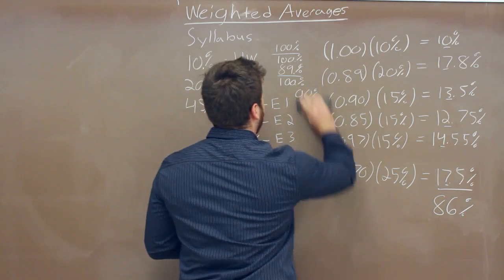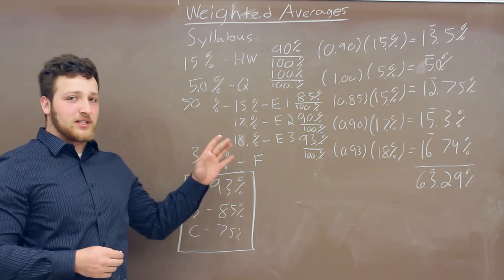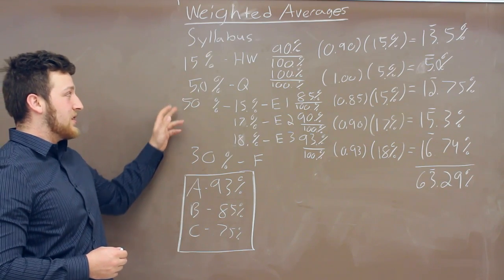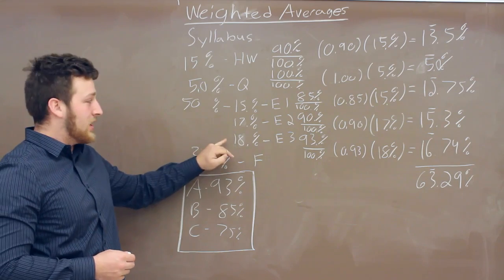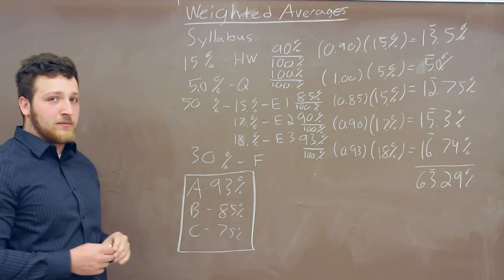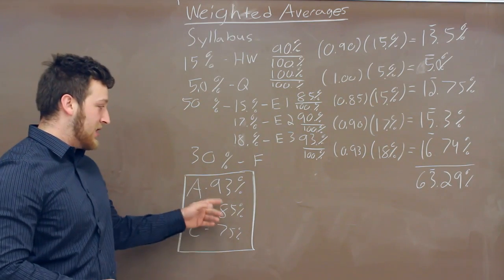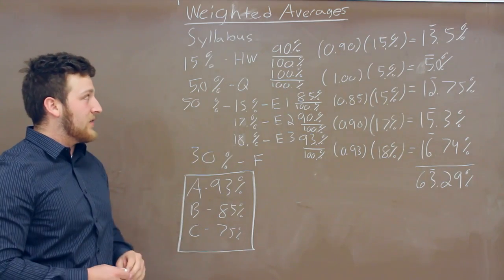In this video, we're going to work through a different scenario for weighted averages. So as you can see, we already have calculated with the syllabus 15% for the homework, 5% for the quizzes, 15% for the first exam, 17% for the second, and 18% for the third, and a 30% final. In this scenario, we're going to calculate what we need on the final to receive grades of either an A at 93%, a B at 85%, or a C at 75%.